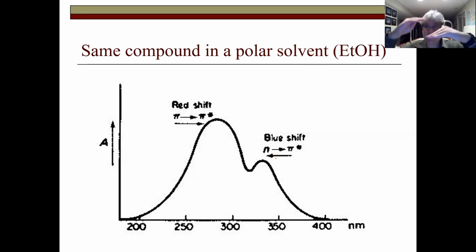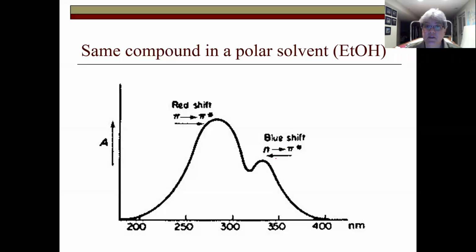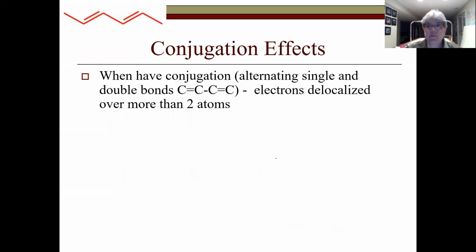Notice also the intensities changed for these peaks. That also can happen when you change the solvent. Sometimes you will increase or decrease the intensity of the peak. Okay, so that's the first thing that can affect peak position: polar versus non-polar solvent. The next thing we want to look at is conjugation.